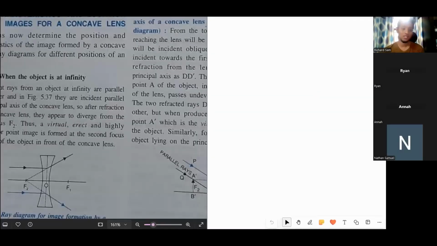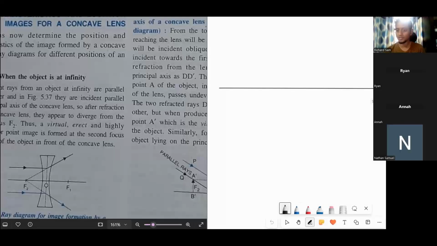Okay, for a concave lens, you don't have 6 diagrams, you have only 2 diagrams. And in the last class we saw how to draw the ray diagram. How do we draw the ray diagram? First, what do we have to do? What's the first step?